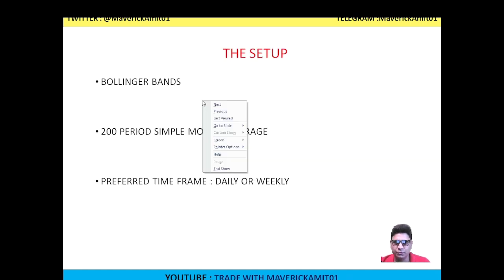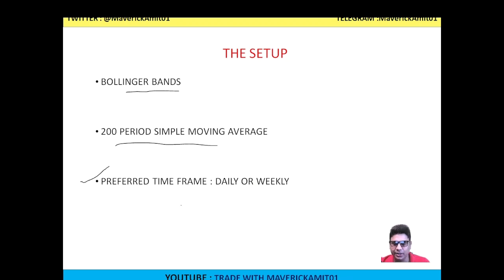Friends, for the purposes of this setup, what we are going to use is basically three things. The first is Bollinger Bands. The second, a 200 period simple moving average. And my preferred time frame for this setup is daily and weekly. Friends, it is not that it will not work on the lower time frames, but since we want to increase our probability, it would be better if we use this setup on a daily or a weekly time frame.